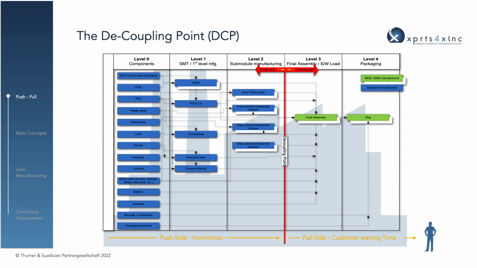moved to the left. The left side of the DCP represents the inventory of half-finished goods you have to keep, while the right side of the DCP represents the customer waiting time. So, if you move the DCP to the left, you reduce your inventories but increase the customer waiting time. If you move the DCP to the right, you shorten the customer waiting time at the expense of increased inventories.